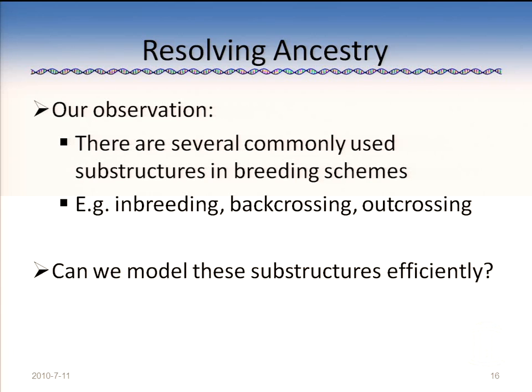So the observation is that there are several commonly used substructures in the breeding scheme, and from this breeding scheme, these substructures are repetitively used. For example, inbreeding, backcrossing, outcrossing. Although these substructures exist, a generic efficient method is not possible.